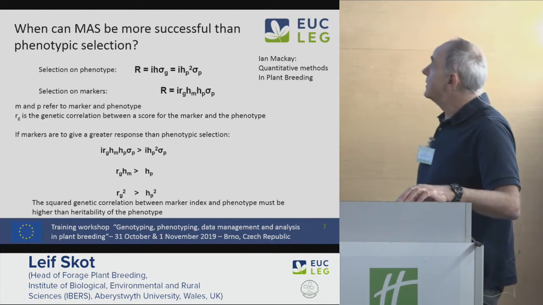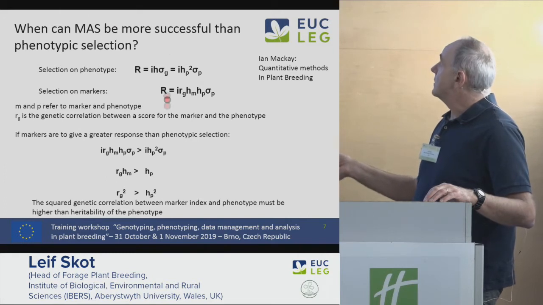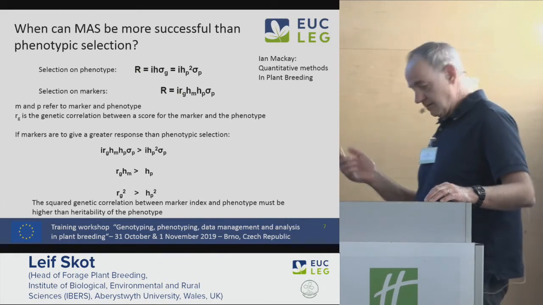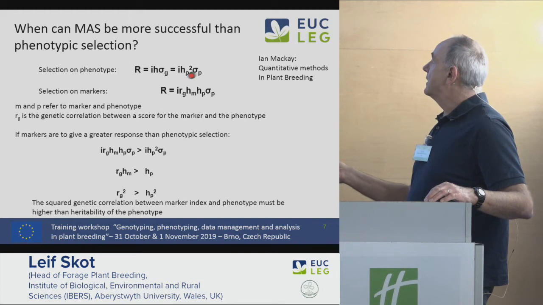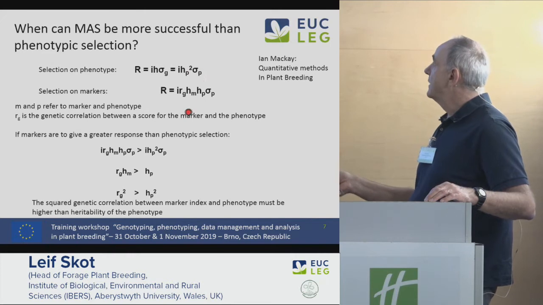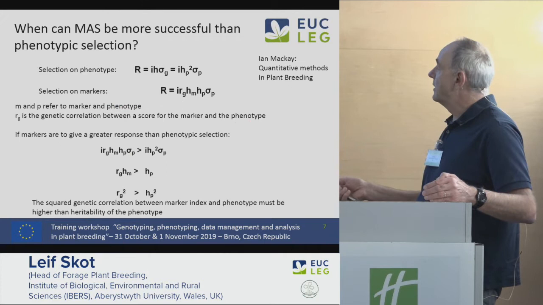So if you select on phenotype, this is the equation. You can rewrite it a little bit, so there's the phenotypic heritability and the phenotypic variance. And if you select on markers, he then split the heritability item into heritability related to markers and the genetic correlation between a score for the marker and the phenotype.